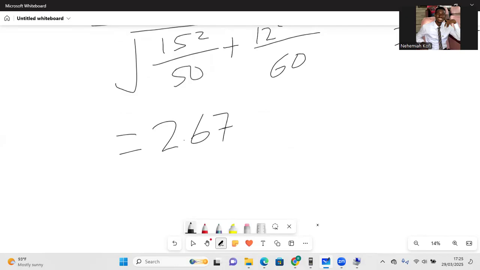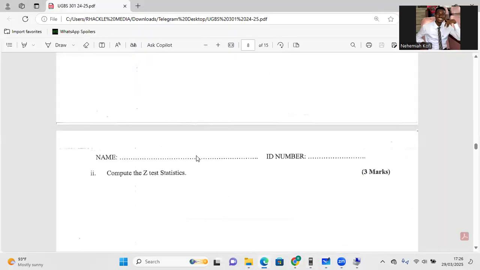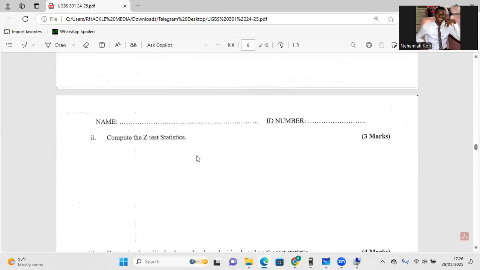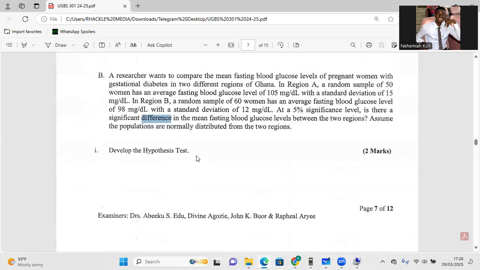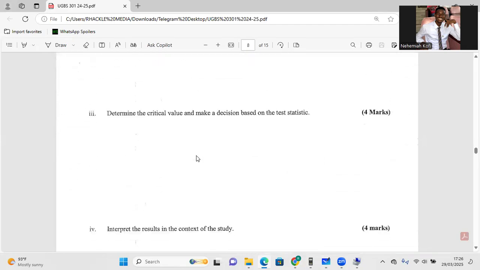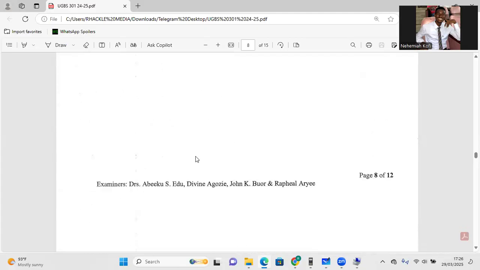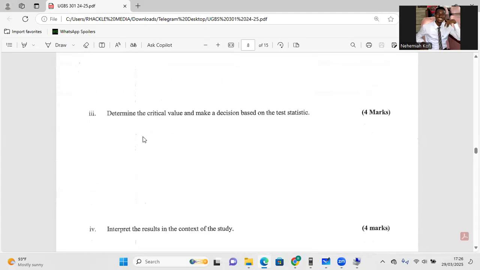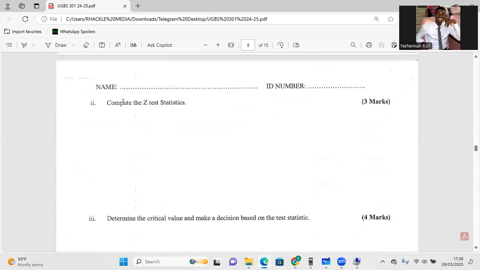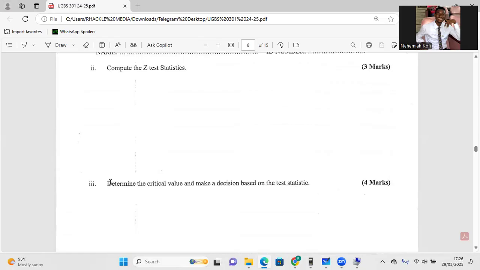So now we look for this on the Z table. Remember, I told you that if the question is silent, you use 0.05. So we've computed the test statistic, the Z test. Now here they are telling us to determine the critical value and make a decision.